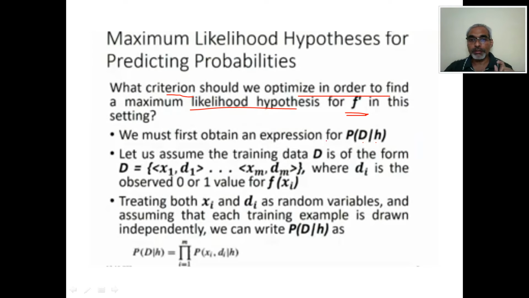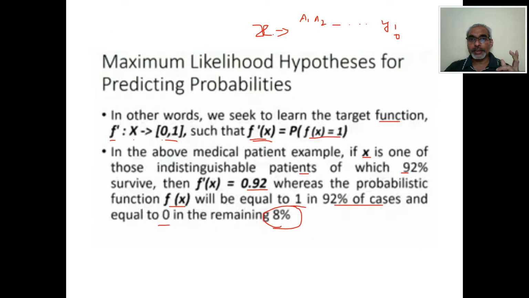So you have to get an expression for the probability of D given h, and let us assume that the training data D is of the form, how is our training data? x1 comma d1, as we told. Here if you take this as x1, with so many features, what is the output? The output is d1. Now this output d1 can be either 1 or 0.